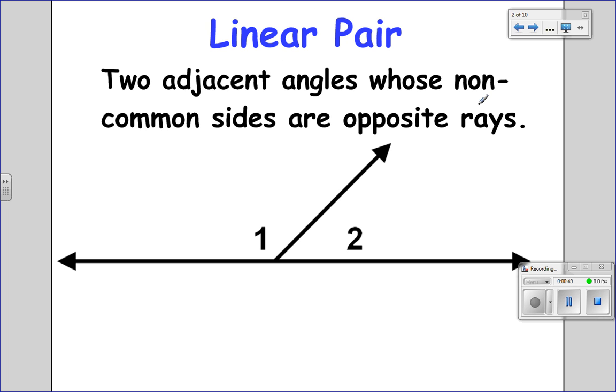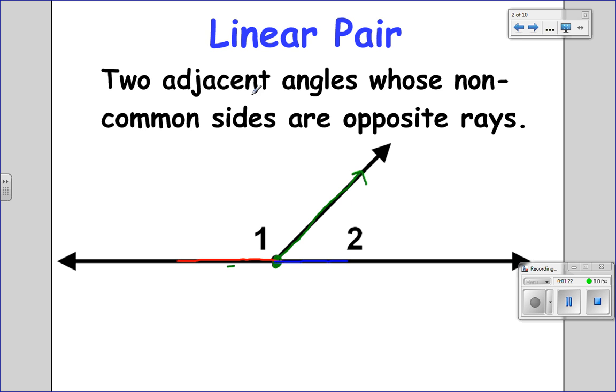Another important definition to look at today is linear pair. A linear pair is two adjacent angles. So adjacent means they share a vertex, and not only a vertex, but a ray. So these two angles are adjacent because they share this vertex and this ray. If you highlight the angle, you see that angle 1 is right here, going up there, and angle 2 is right here, going up that way. So these are adjacent angles.